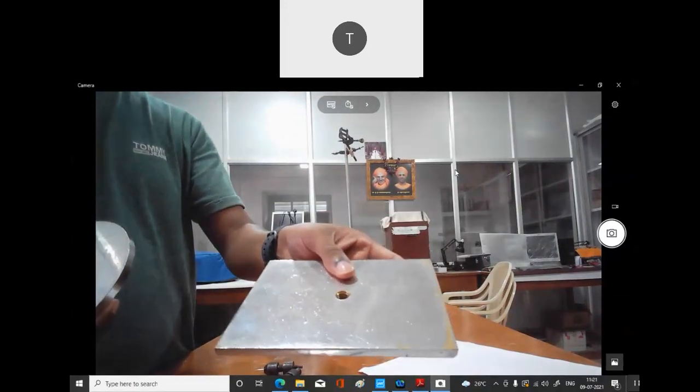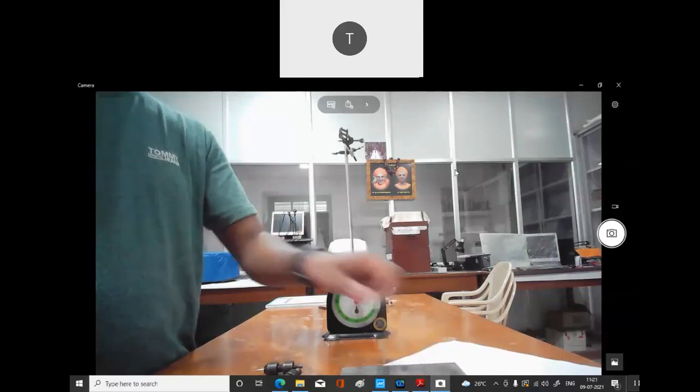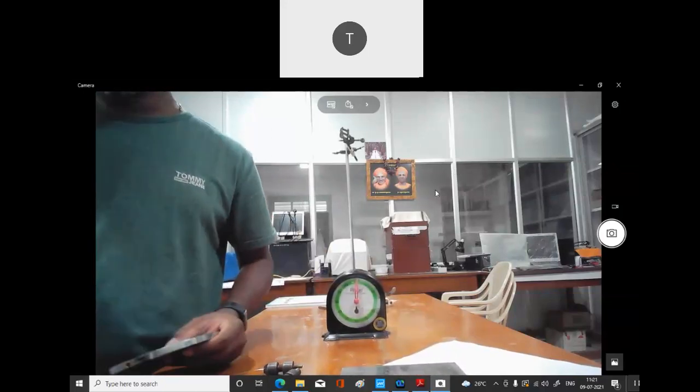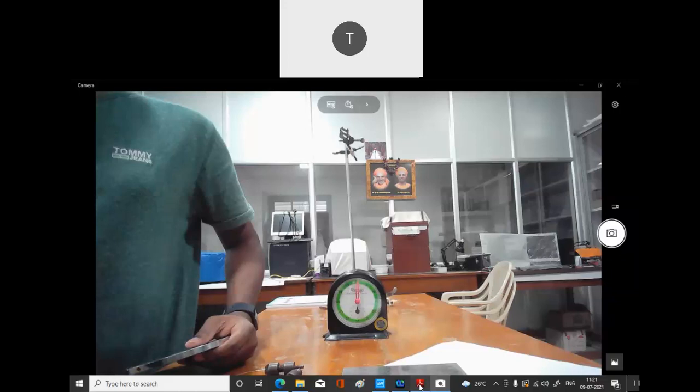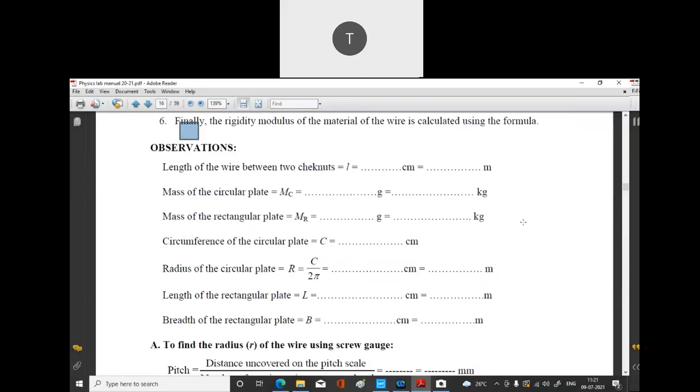This is your rectangular plate, and this is the circular plate. You do them separately, not mixing them. You find the mass of your circular plate and also the mass of your rectangular plate. These parameters are necessary for finding what we call the moment of inertia. If you want to find the moment of inertia, you need all these parameters. That is the reason you are going to do this.